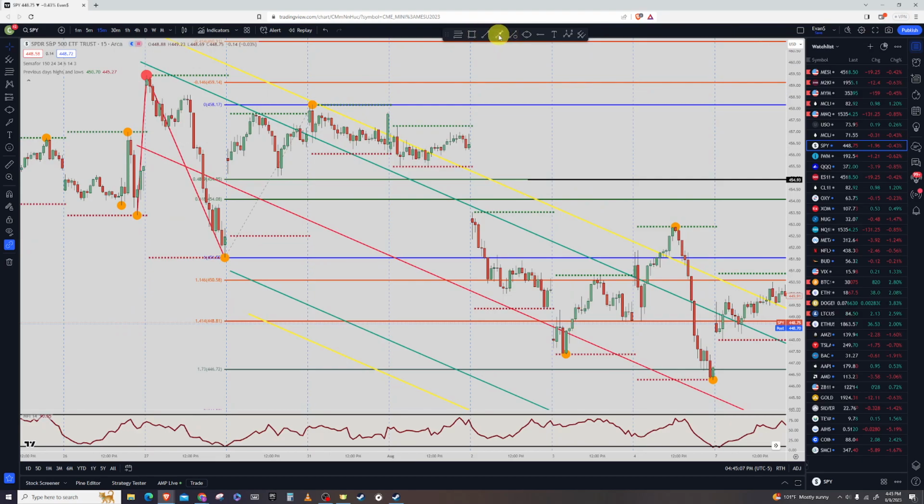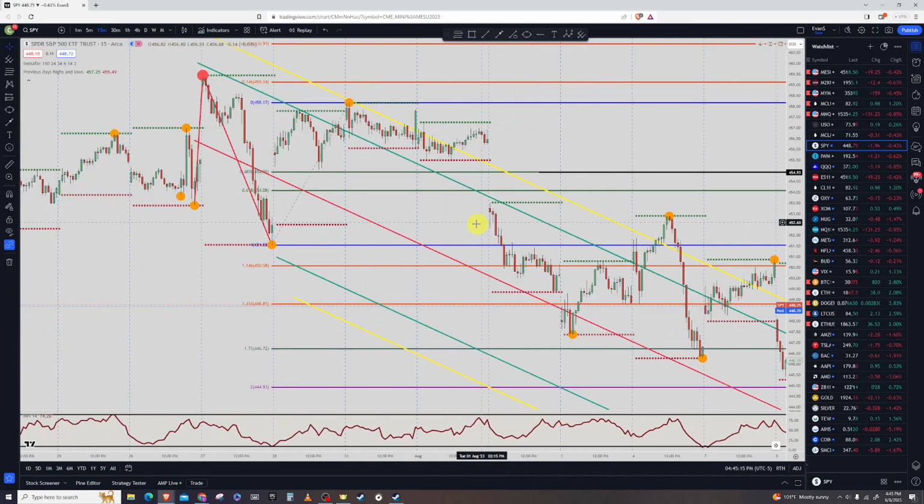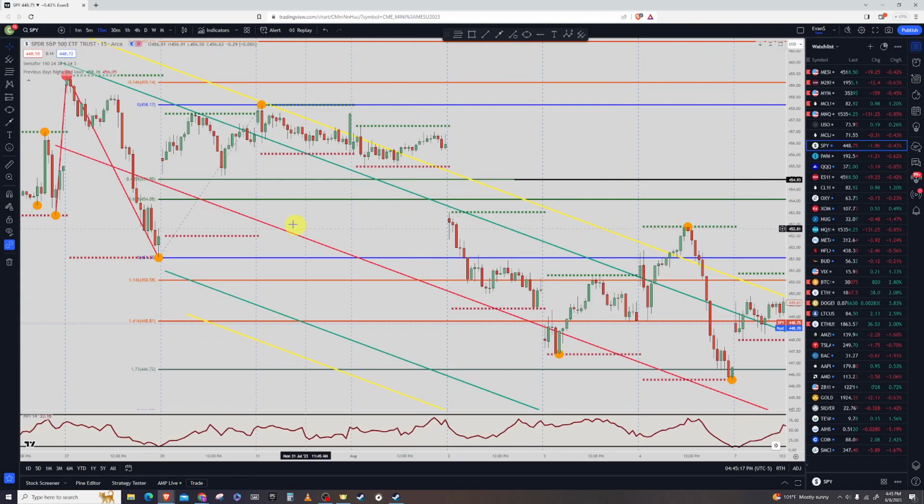So the original entry we have is the 1.146. It's that orange line right there. Obviously that did not get hit. So when price drops back down, we move it in two other ways. The first way is if price hits the median line, which is the red line, which it did right there. When it does that, we move it back to the original entry right there. That's where the exit moves to.